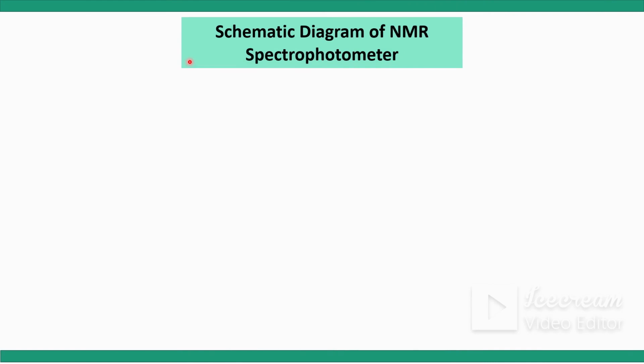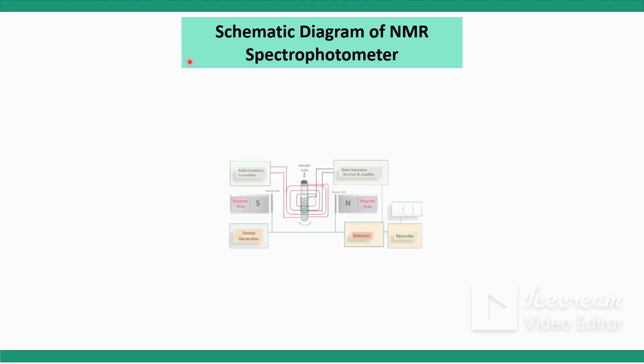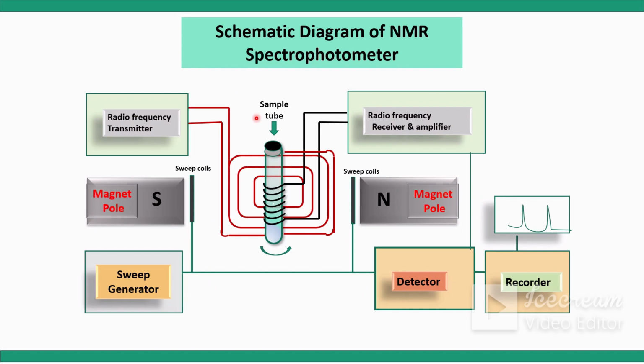The schematic diagram of the NMR spectrophotometer. The spectrophotometer consists of a sample tube containing the sample solution. That tube is placed between the poles of two magnets, that is the applied magnetic field. This is a radio frequency transmitter which oscillates the radio frequency light, and coils surround the sample tube. This sample tube is also wrapped by the coils of a radio frequency receiver.